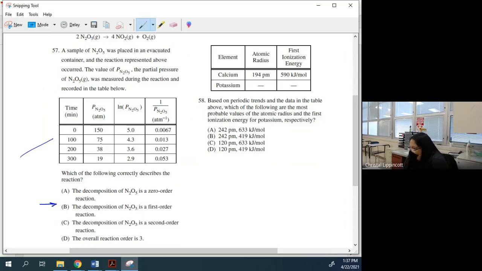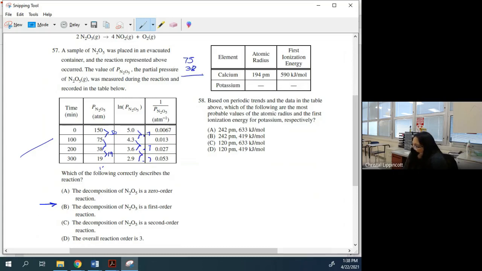So for example, if we just subtracted here, 38 from 19 is going to be 19. So the difference here is 19. The difference here, 75 and 38, that's going to be more than 19, right? So that's not going to give us a straight line. And here, this is 50. So definitely not a straight line here. Here, the difference is 0.7. Here, the difference is 0.7 again.